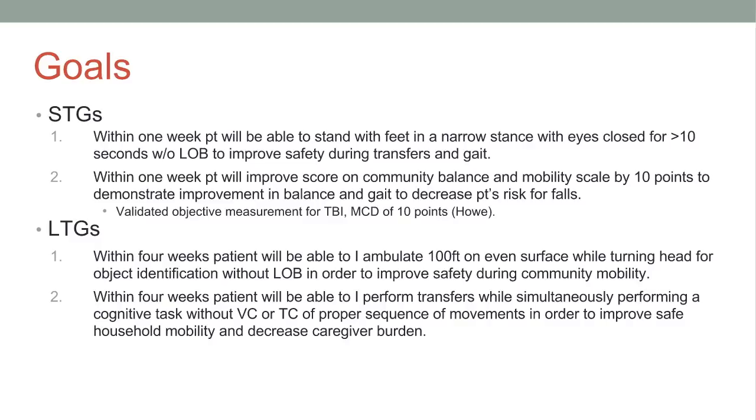The long-term goals are: within 4 weeks, patient will be able to independently ambulate 100 feet on even surfaces while turning head for object identification without loss of balance in order to improve safety during community mobility. The other long-term goal is within 4 weeks, patient will be able to independently perform transfers while simultaneously performing a cognitive task without verbal or tactile cueing of proper sequence of movements in order to improve safe household mobility and decrease caregiver burden.